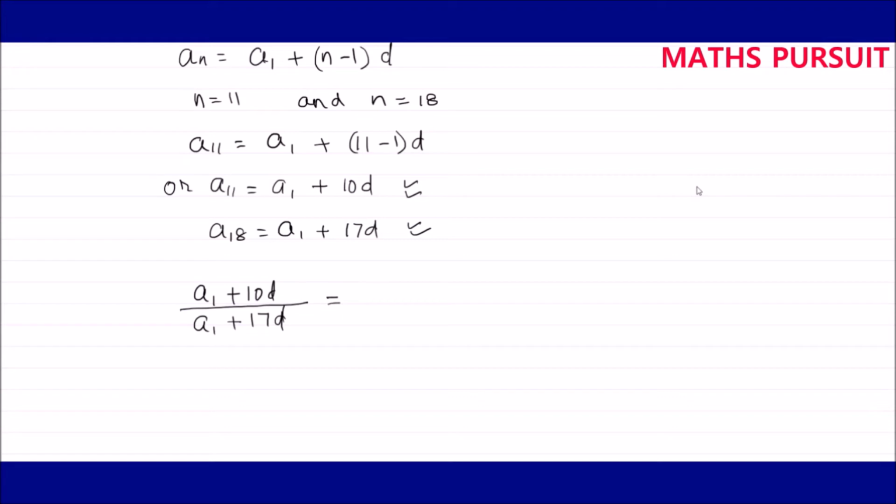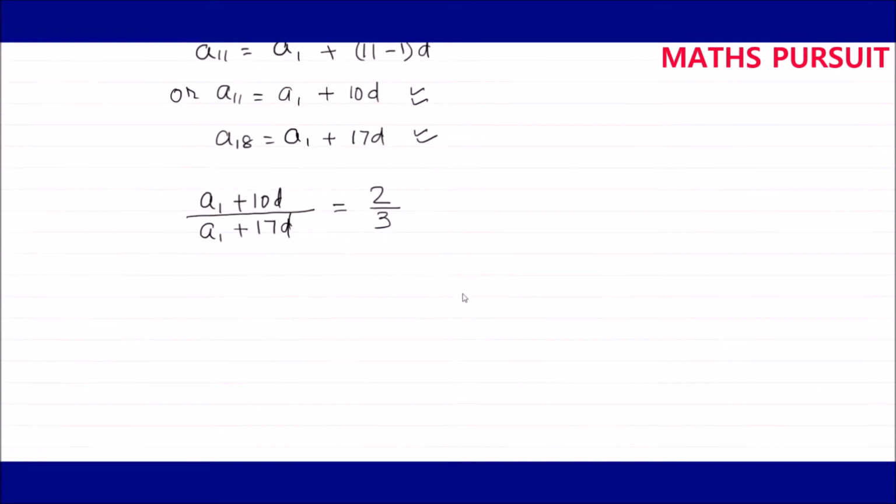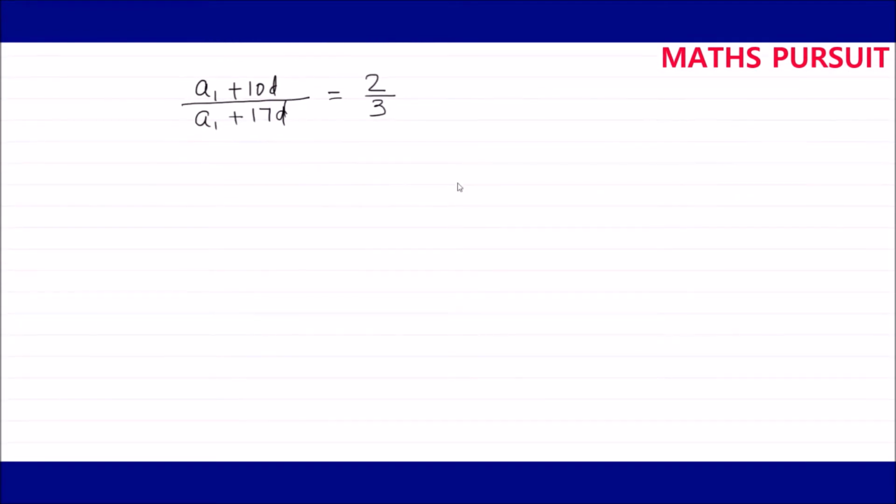That is equal to 2 upon 3. Hope guys, till here we are pretty clear. Just I replace the values of A11 and A18 in equation 1. So what I got: (A1 plus 10D) upon (A1 plus 17D) is equal to 2 upon 3. Now guys, we know how to do a multiplication of this, just doing a cross multiplication.